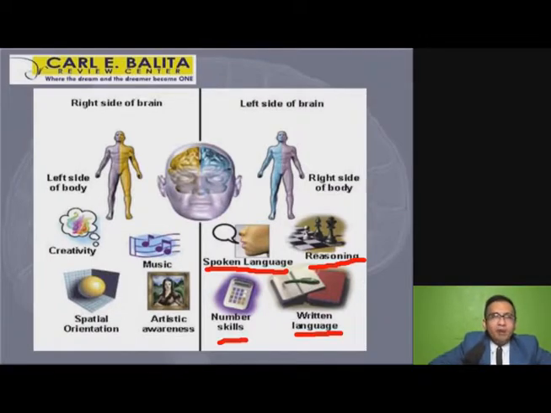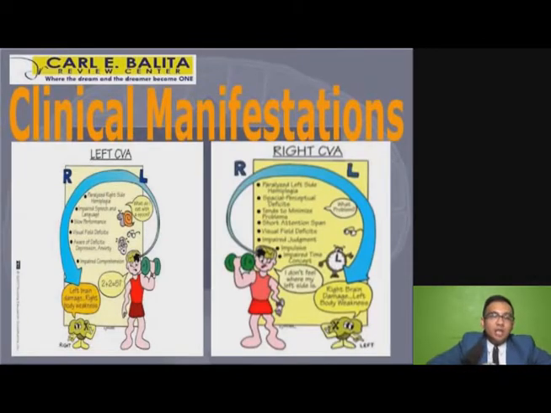Alright, how about on the right side of the brain? Aside from it controls the left side of the body, it is also the center of creativity, center of music. What else? Spatial orientation. Awareness of the space or awareness of your body in a certain area. And also, artistic works are also found on the right side of the brain. Thus, when we have your stroke dependent upon the side, we will have the following clinical manifestations. Alright? Can we proceed with the clinical manifestations?